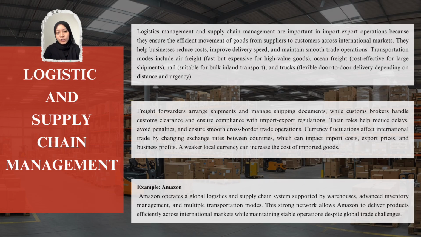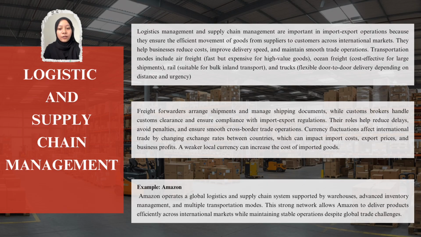Then there is ocean freight, which is more cost-effective and is commonly used for large shipments. And there is also rail transport, which is suitable for moving bulk goods over land, while trucks provide flexible door-to-door delivery depending on distance and how urgent the delivery is. In addition, freight forwarders help arrange shipment and manage all shipping documents, while customs brokers handle customs clearance and make sure all import-export regulations are followed correctly. Their roles are important because they help reduce delay and avoid penalty or legal issues.